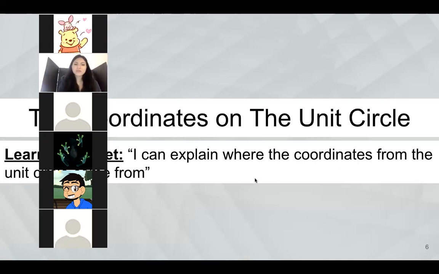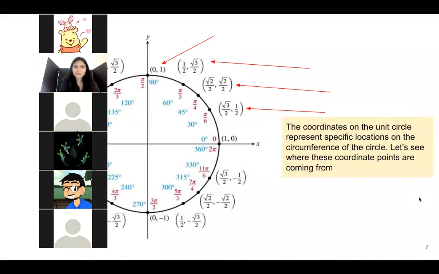Okay, cool. So let's keep this learning target in mind, and then let's move on to slide number 7. So y'all, today we're going to be focusing on what I first off mean by coordinates of the unit circle. I'm talking about those things in parentheses, like the x comma y. These are the coordinates of your unit circle. The coordinates on the unit circle basically represent specific locations on the circumference of your circle.